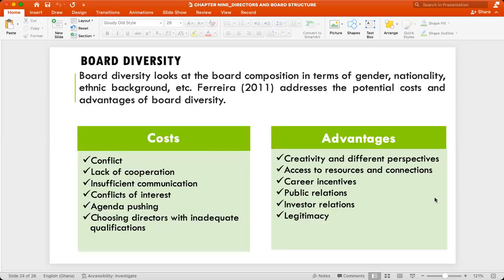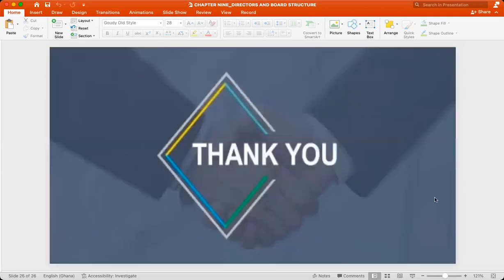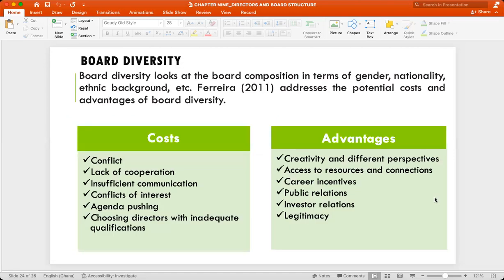All right. Then we have our last concept, which is board diversity. It's part of the sociological theory of corporate governance. The fact that you need diversification and inclusion when it comes to the formation of boards. So board diversity looks at the board composition in terms of gender, nationality, ethnic background, and so on and so forth. Ferrara addresses potential costs and advantages of board diversity.